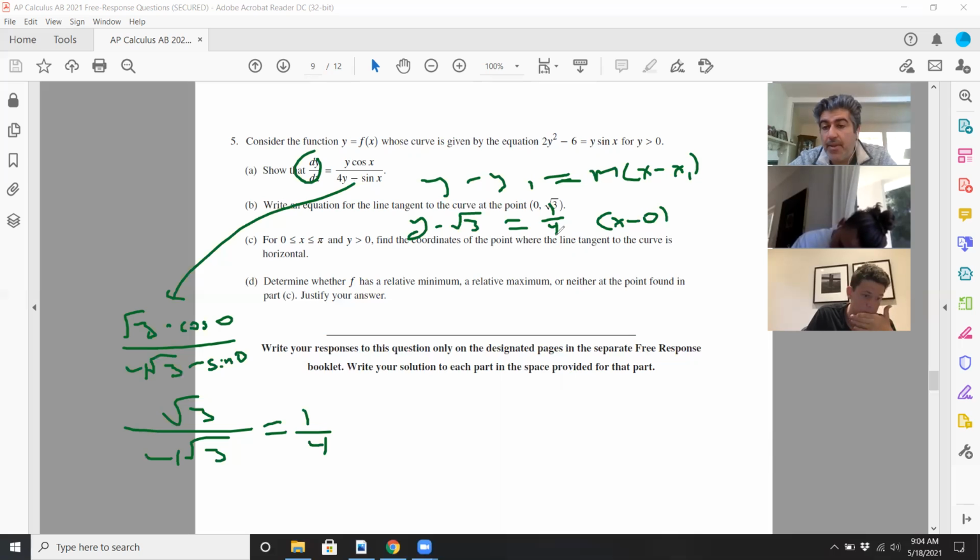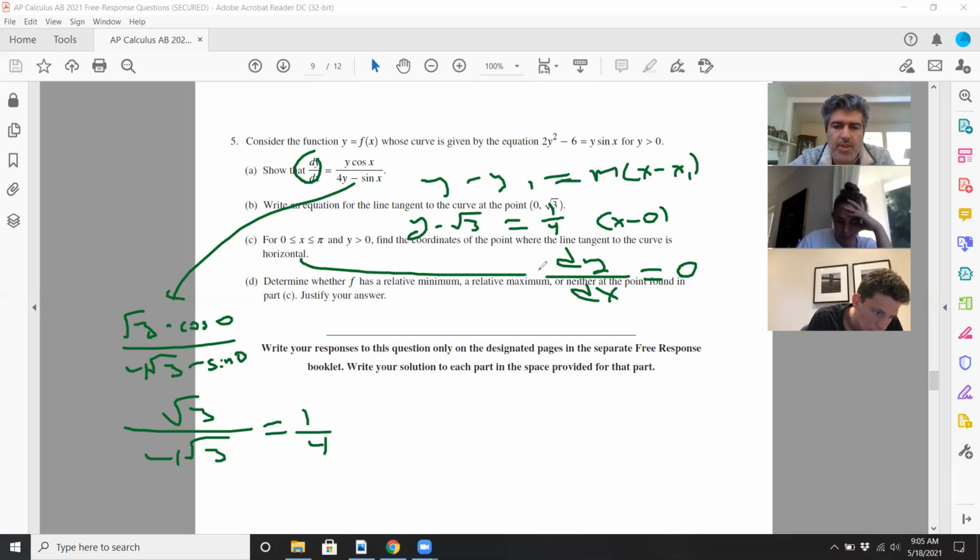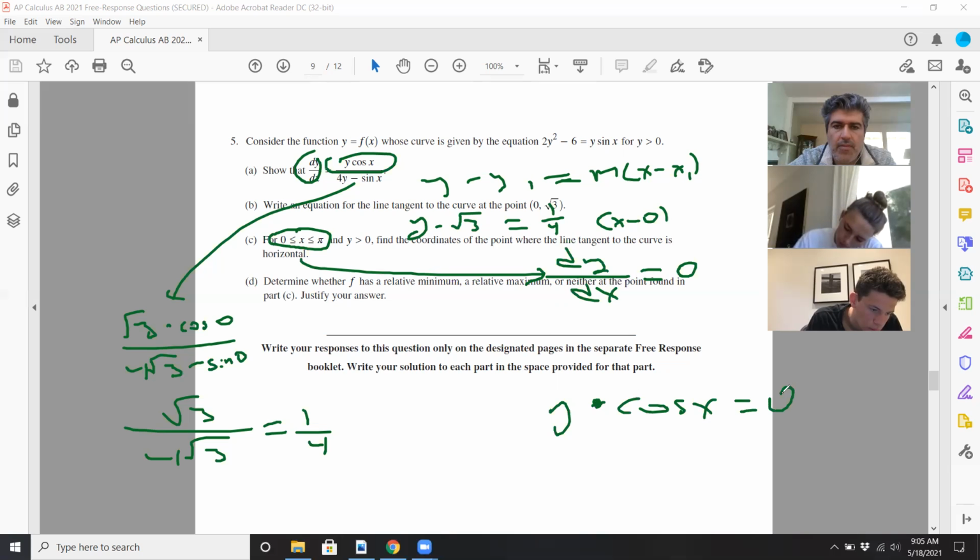Okay, now I'm going to have you guys think about C or D. For C, find the coordinates where the tangent line to the curve is horizontal. So you want dy over dx to equal 0 if you want a horizontal tangent. And you have to keep it in that interval from 0 to pi. So essentially, you need to set the numerator equal to 0. And you're told that y is positive. Okay. So let you think about that one.